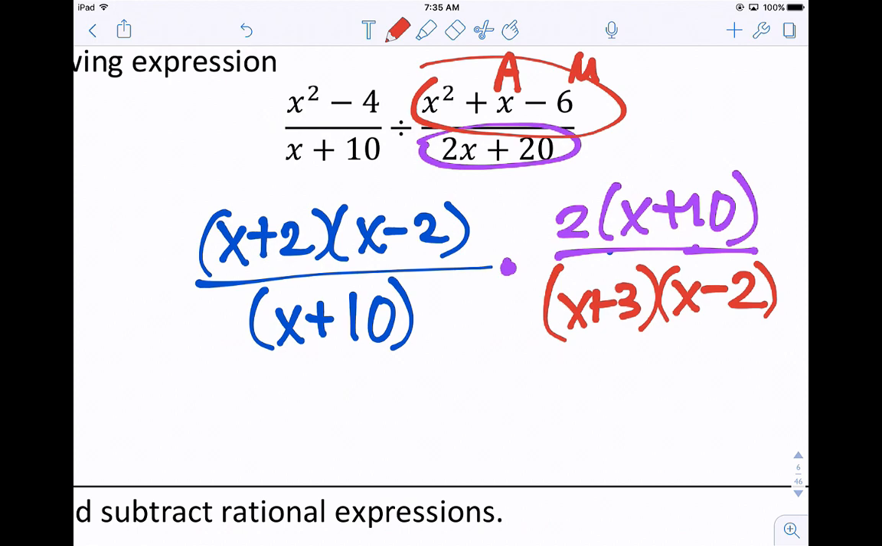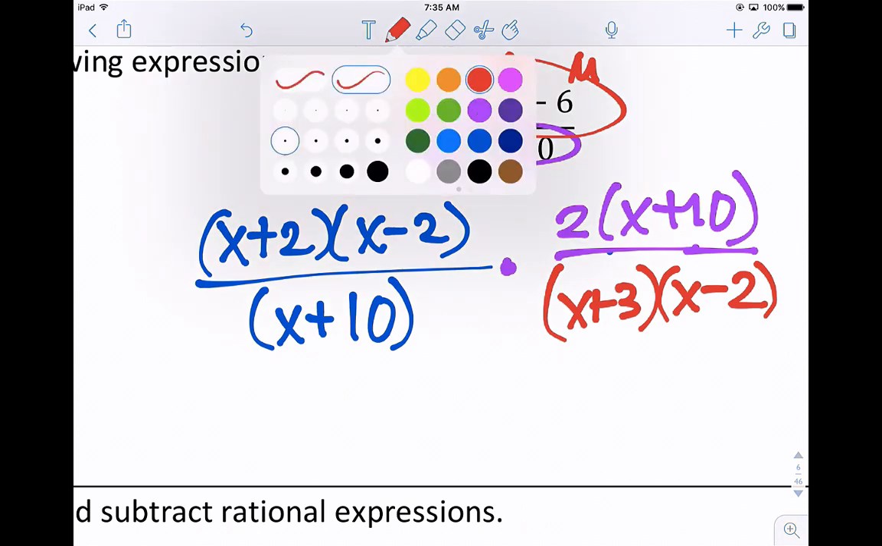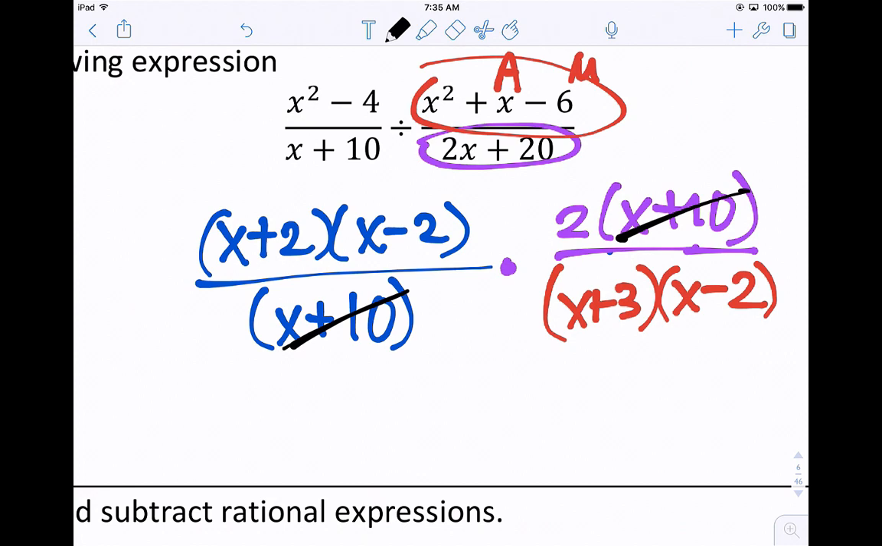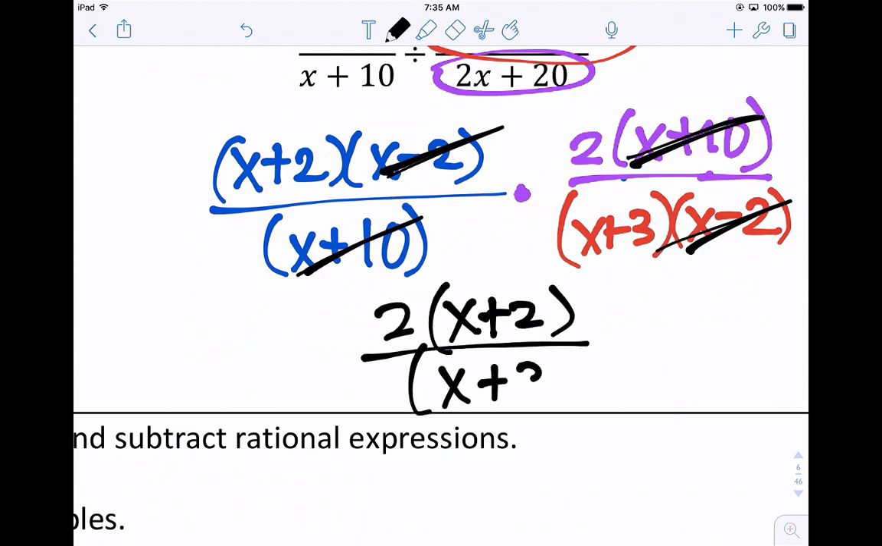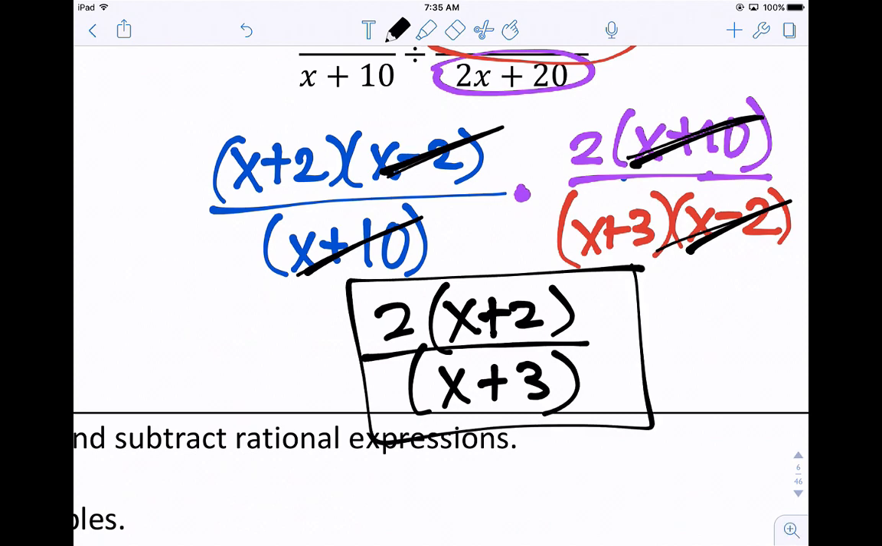Now we can multiply. Now you look for 1's to cancel. So the x plus 10's would cancel, and the x minus 2's. And that's about it. So then in the numerator, we have our x plus 2 times 2, and in the denominator, we have x plus 3. So the steps are multiply and divide: you're going to factor, you're going to cancel the 1's and rewrite. If it's division, you'll flip the second fraction.